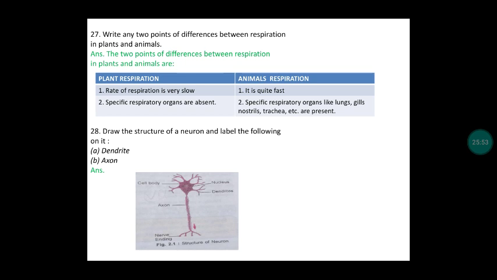Next question, draw the structure of neuron and label the following. Here in the question, you have to label only the dendrite and the axon, but I have given the picture where all the parts of the neuron are labeled, where you can look, the axons are also there and the dendrites are also there.